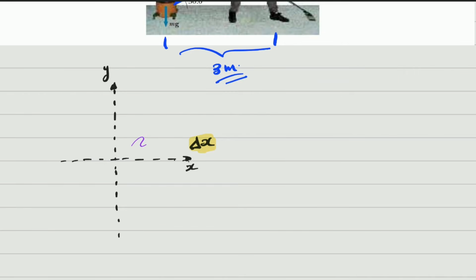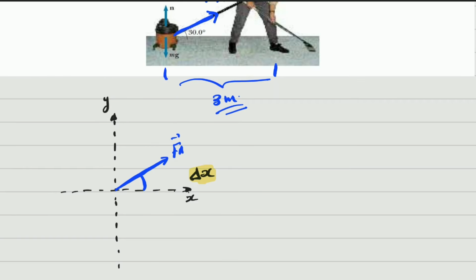And let's see what forces are acting there. First of all, the applied force, which has an angle of 30 degrees with the displacement. This is the angle with the displacement. What other forces are acting there? We also have the normal force and we have the weight. Those are the three forces acting there.